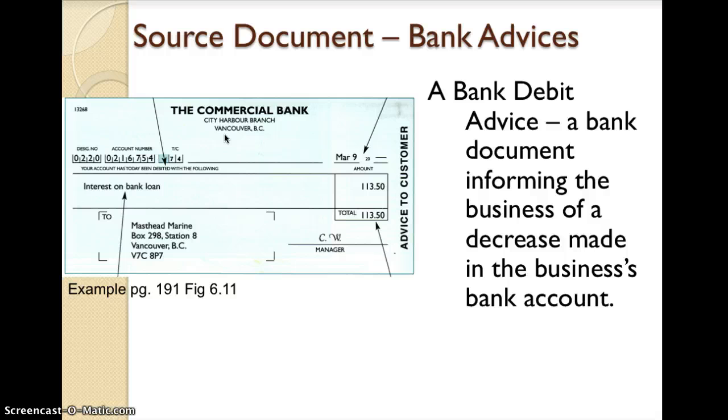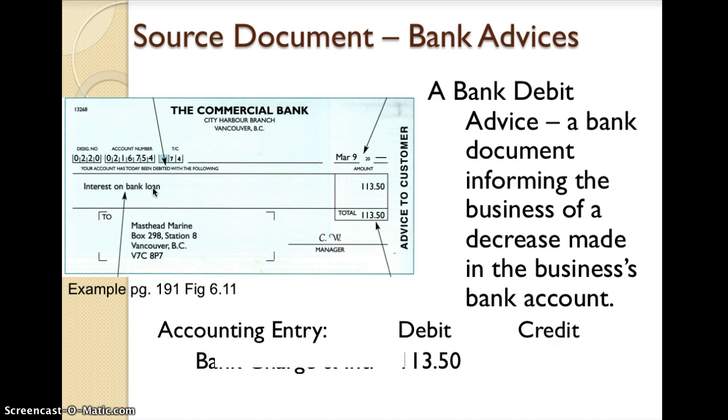Bank advices occur when the bank itself initiates a change in the bank account of a business. A bank debit advice is a bank document informing the business that a decrease has been made in the business's bank account. In this case, we have been charged interest on a bank loan. For the accounting entry, we are going to debit the bank charges and interest account and credit the bank account.